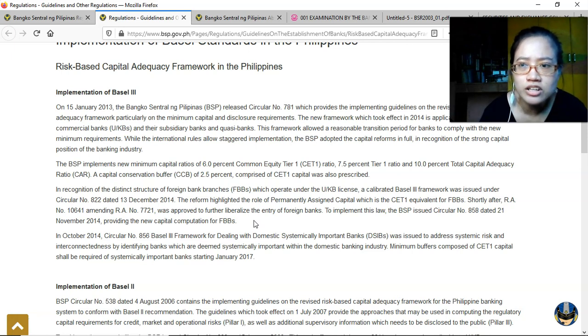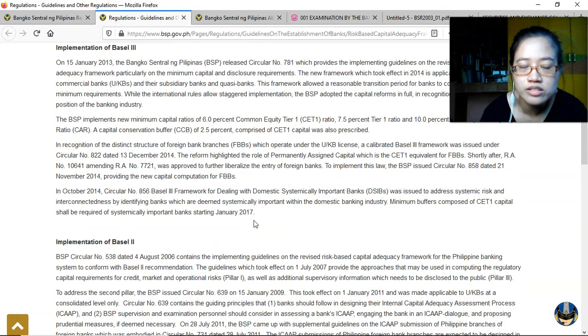Okay, so if you notice, the BSP issues a lot of circulars. When I was still working at LBP, Quezon Accounting Center, if we have idle time, normally what we do is we read the memos and reread the circulars.